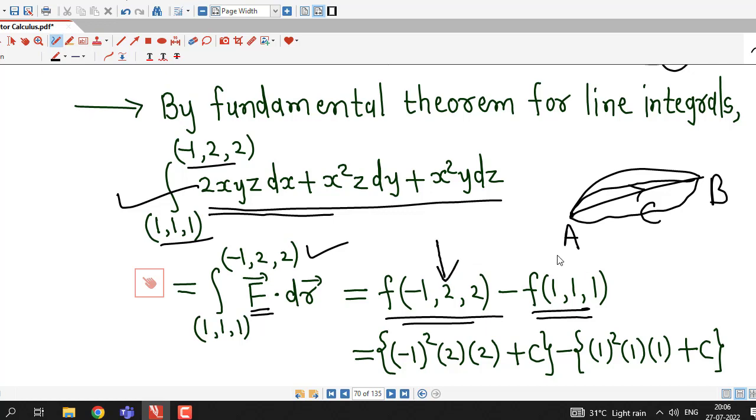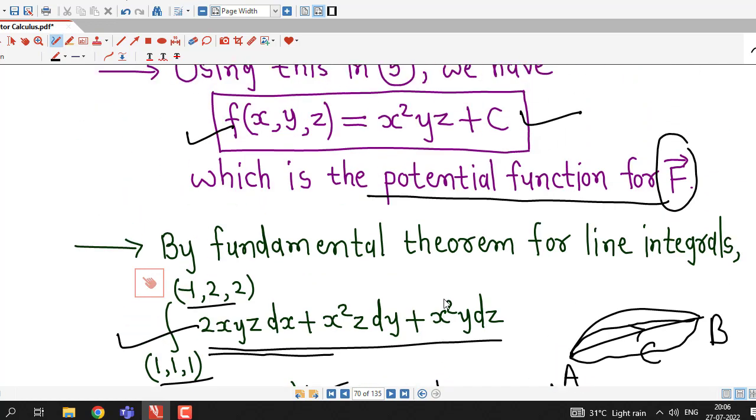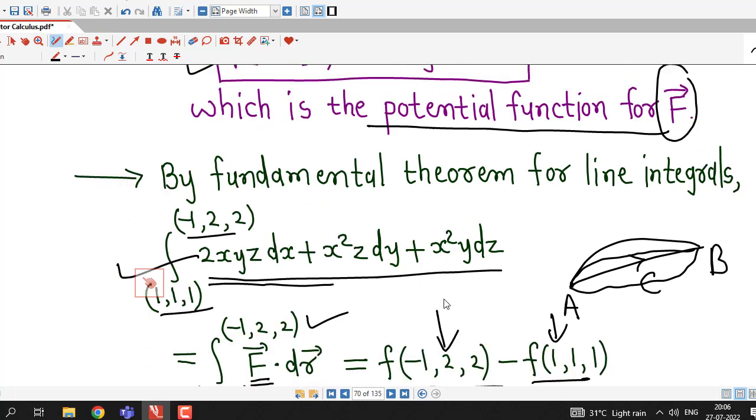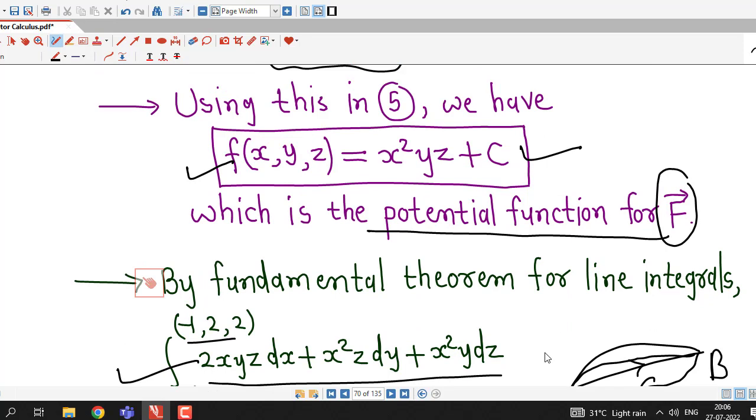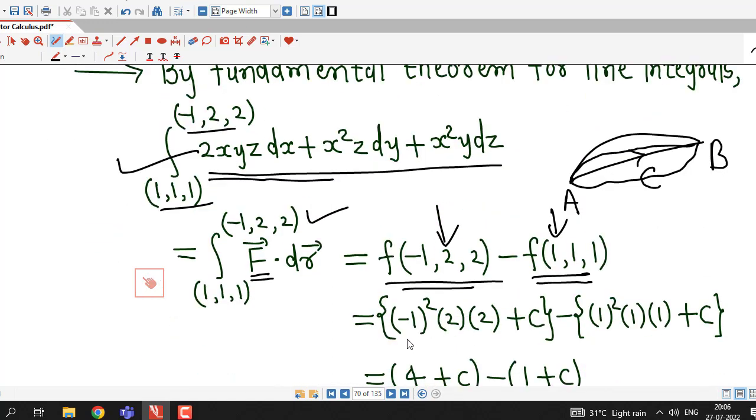and we have obtained the potential function, and we have to decide the value of function f at point (-1, 2, 2) and at point (1, 1, 1). So from this equation we can decide what is f of (-1, 2, 2). So I have to put x equal to -1, y equal to 2, z equal to 2, and plus c. So that I have written here.